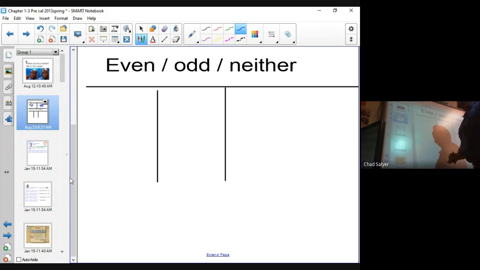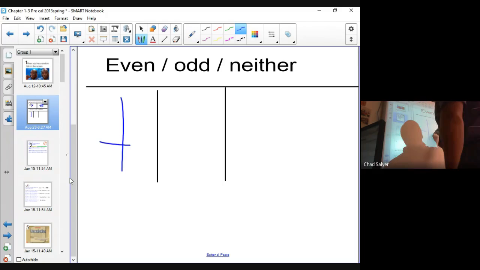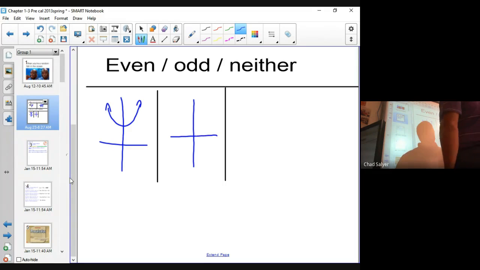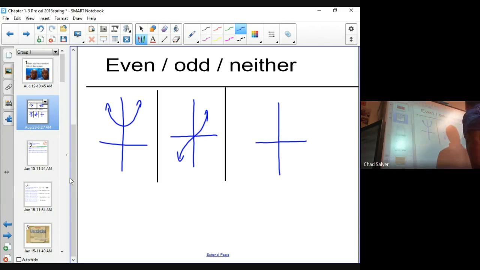Even, odd, neither. So remember that even has symmetry about the y-axis. Odd has symmetry about the origin. And neither will have neither of those two things.